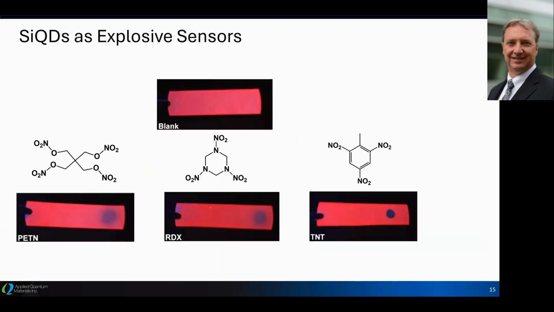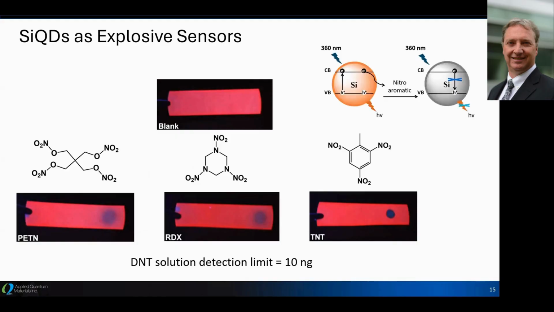We use quantum dots as explosive sensors. In this particular case, what you're seeing is a blank piece of paper coated with quantum dots. You apply various different kinds of explosive materials. We can get detection limits of 10 nanograms. And how this works is that the silicon quantum dot, when it's exposed to UV light, the electron goes from the valence to the conductive band, and it re-emits another light. But when it's in contact with nitroaromatics, like explosives, it quenches it. It does not emit. So that's why the images where it's been touched with the explosive material turn dark.